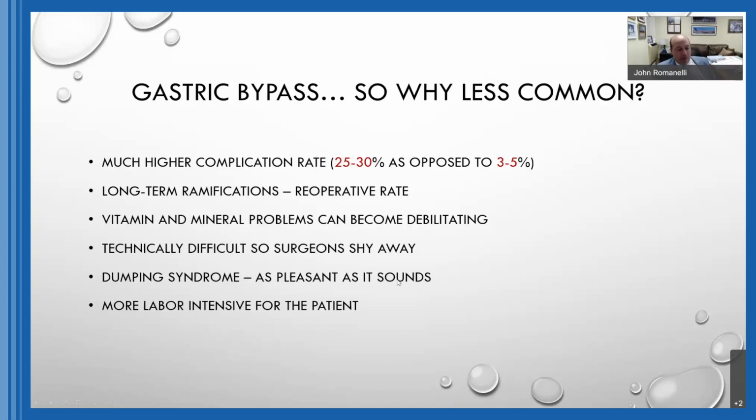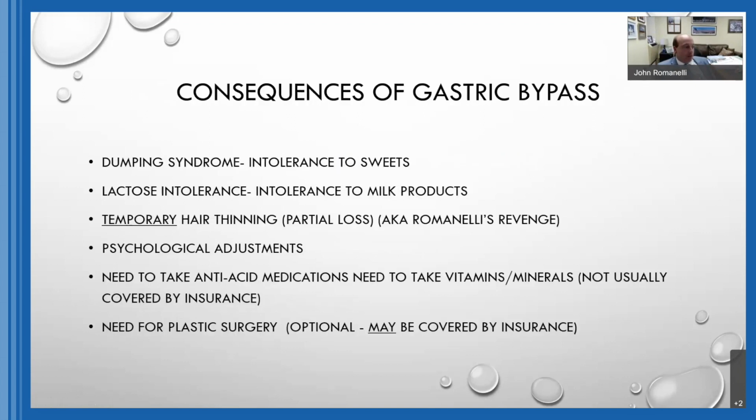Dumping syndrome, again, we'll talk about it in more detail in a minute. It's not very pleasant, and it's much more work for the patient as well. The diet is a little bit more complex. What are some of the consequences? Dumping syndrome is an intolerance to sweets, which means you basically can't have any sweets in your diet. Lactose intolerance. Gastric bypass can unmask underlying lactose intolerance. A lot of obese patients are already lactose intolerant. This makes it way worse.